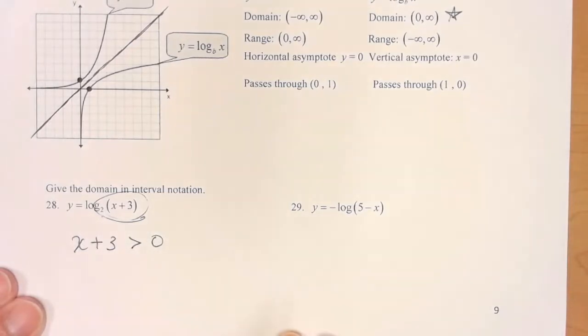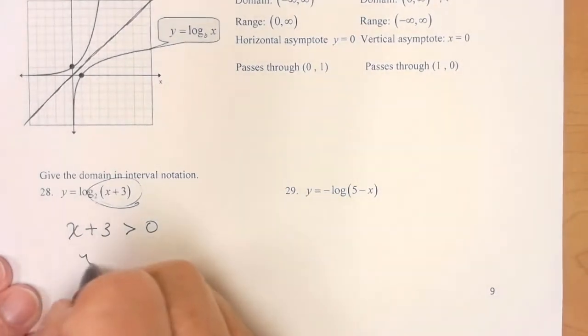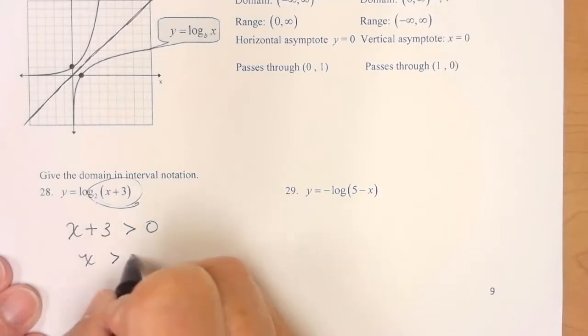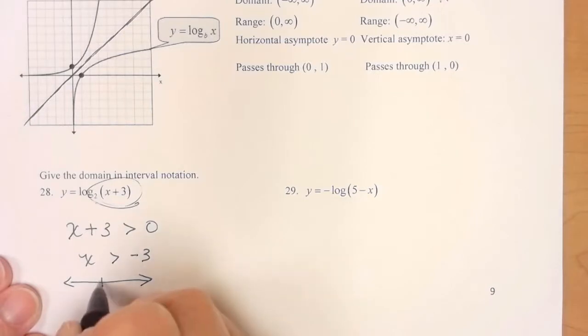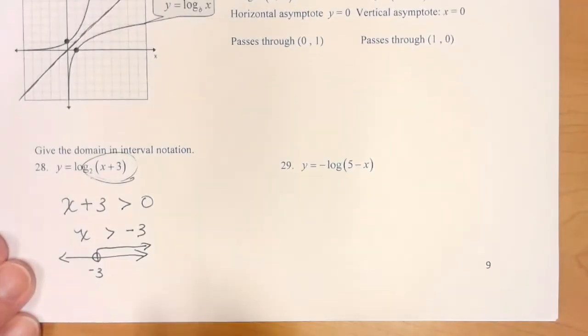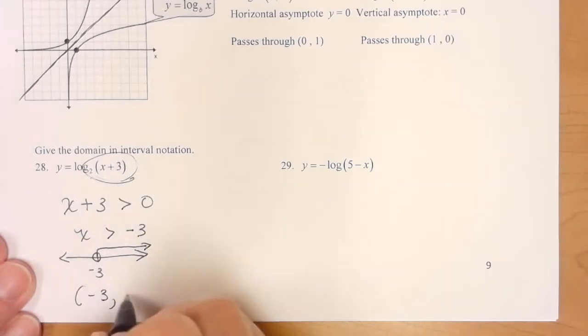And we've had problems like this early on. X is greater than -3. So if you put it on a number line, open dot, and it's going that way. But it wants interval notation, so it'd be -3, comma, infinity.